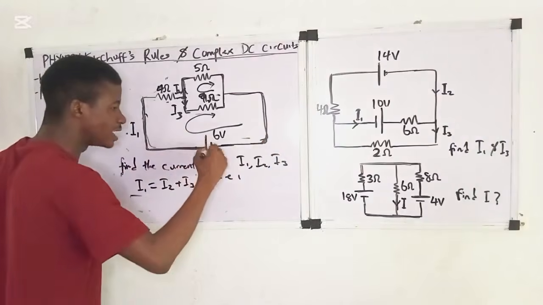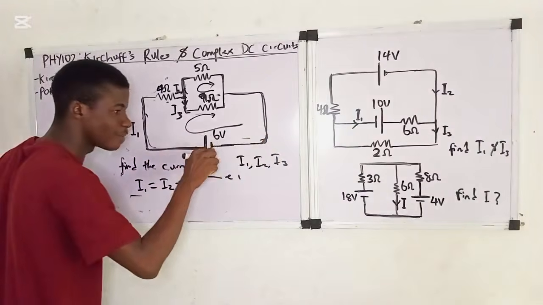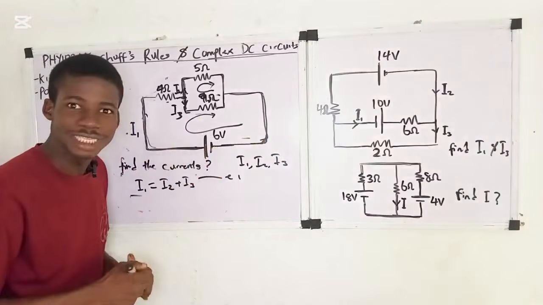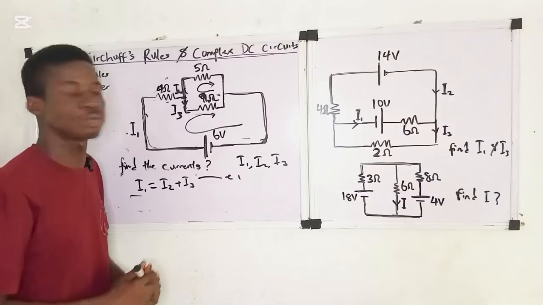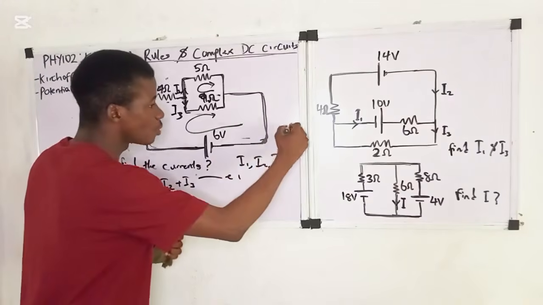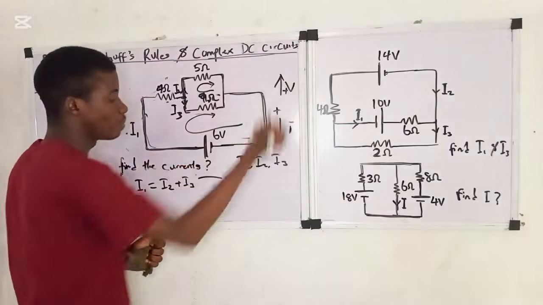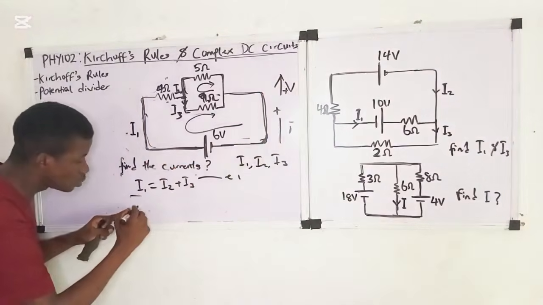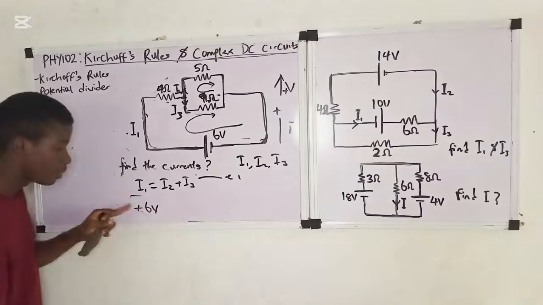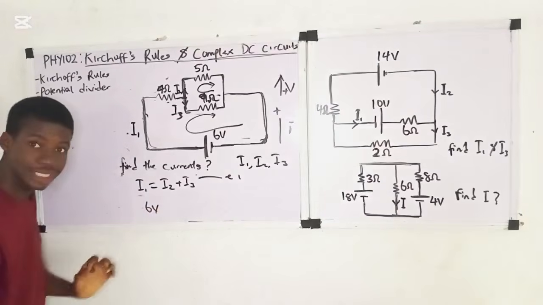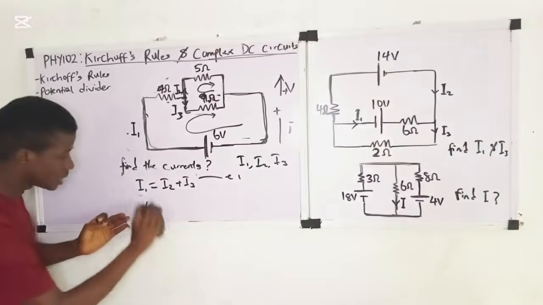Now, when we go like this, we are moving from what? From negative terminal to positive terminal. What happens to the voltage? Voltage will increase, right? Voltage will be positive. Remember, I told you guys, when we move from negative to positive, there's only a rise in voltage, right? So voltage will be positive. So we'll put 6V, plus 6V, so you can say 6.